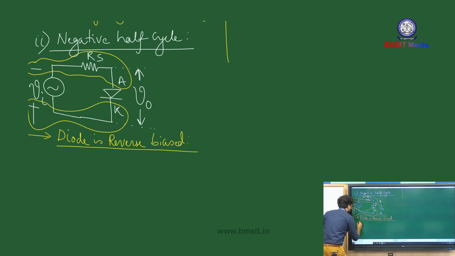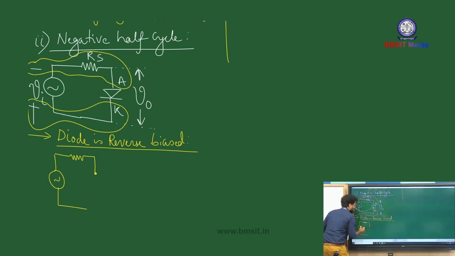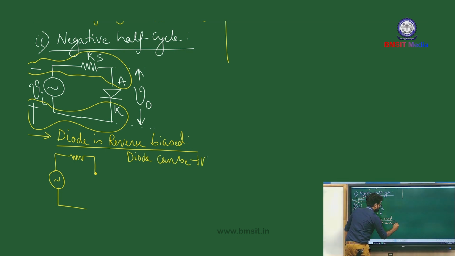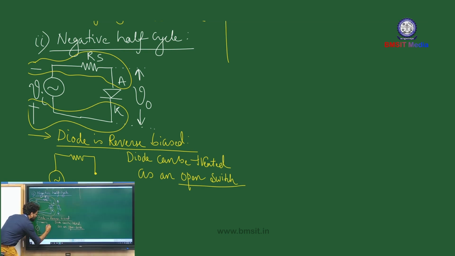And the equivalent circuit looks something like this. Series resistor. So the diode is reverse biased, so the diode can be treated as an open switch or open circuit. This was the diode place. So what are we doing? We are removing the diode symbol, so that will model an open circuit scenario.